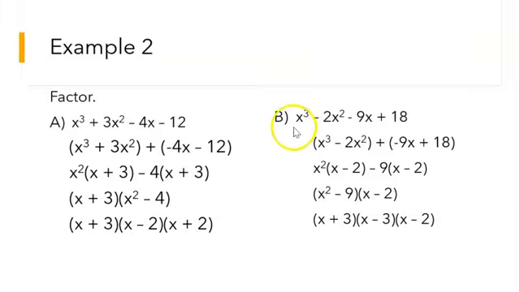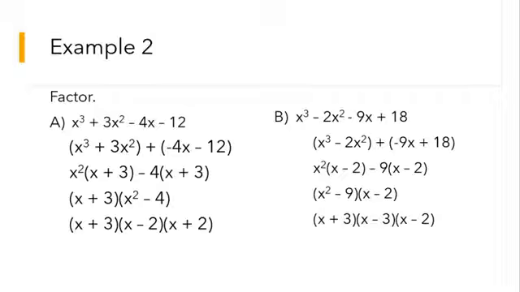Now in part B, I did the same thing. I grouped the first two terms and I grouped the next two terms. Again, watching the sign on that 9x. Then I factored out a GCF of x squared. Here the GCF was negative 9. X squared minus 9 and x minus 2 were here. And the x squared minus 9 could factor further to x plus 3 and x minus 3.